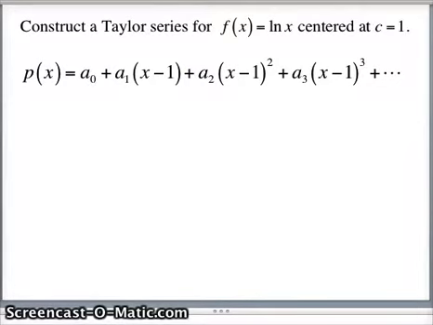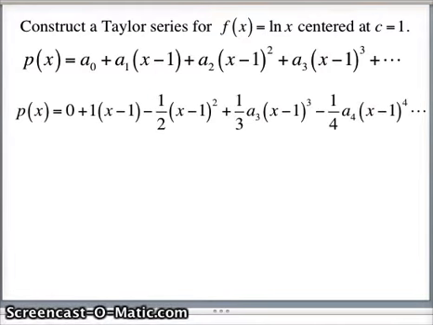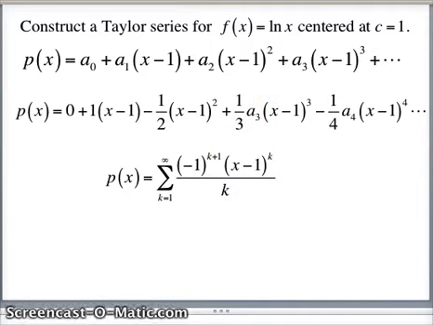Again, f of x equals log x at 1, and that is a general form of our Taylor series, and we determined what a0, a1, a2, a3 were. So in the last video, we did all that computation. A0 was 0, A1 was 1, A2 was negative a half, A3 was a third, A4 was negative a fourth. And from there we identified our form.